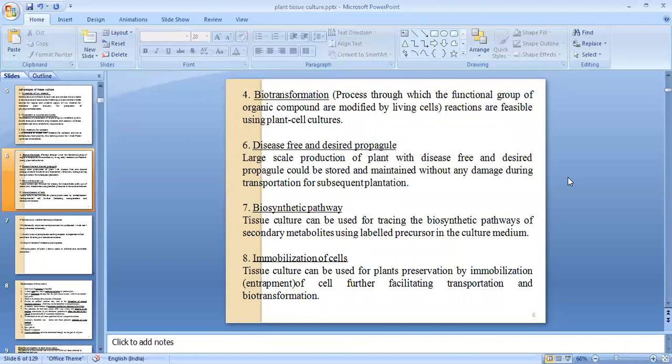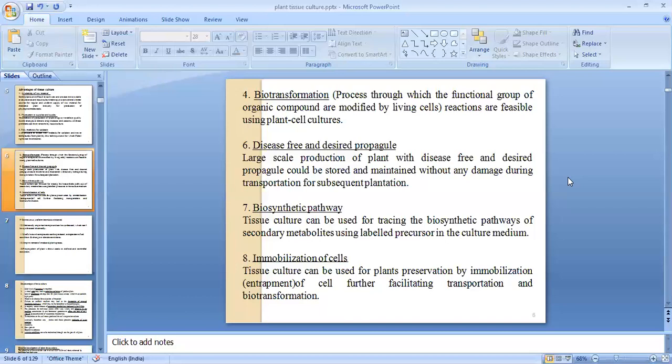Okay, that means already you know the structure of a secondary metabolite. So by slightly modifying the functional groups, you can alter the pharmacological activity of the active medicament. Okay, so if you want to alter the pharmacological activity of the medicament, slightly the functional group has to be changed. So that can be brought about by this biotransformation technique.